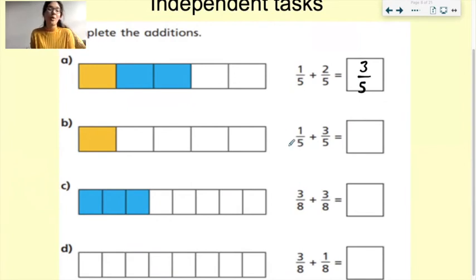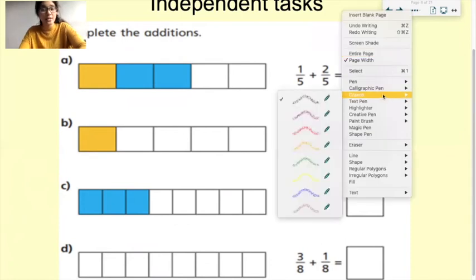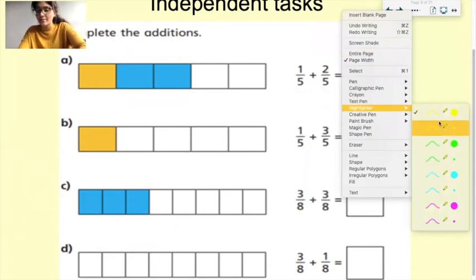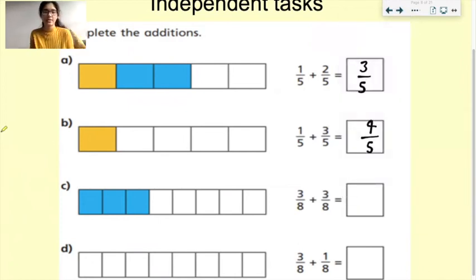3/5. 1/5 plus 3/5 is 4/5. Now it's not showing me 4/5 in that diagram. So what am I going to do? I'm going to show it myself. I'm going to do the yellow highlighter, and I'm going to shade in 4 of those squares. 1, 2. So one's already been done. 1, 2, 3, and 4. There we go. That shows us 4/5.